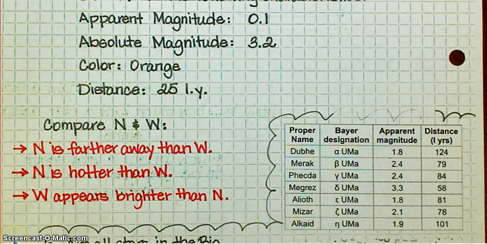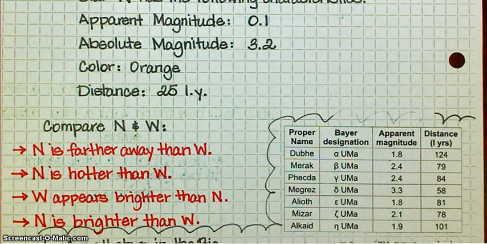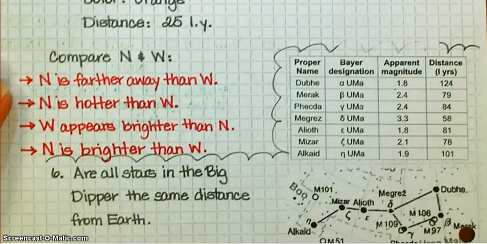Okay, and then look at absolute magnitude, the amount of light that's actually being given off. Who's actually brighter? Star N is actually brighter because its absolute magnitude reading is a smaller number than star W's absolute magnitude reading. So our final statement is going to be star N is brighter than star W. Okay, are we good so far? All right, let's go down to the last little bit, number 6 and 7.